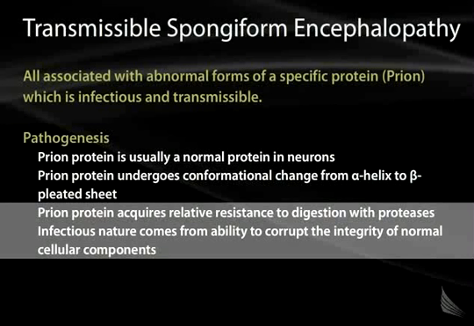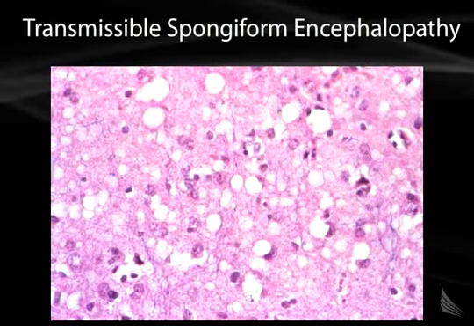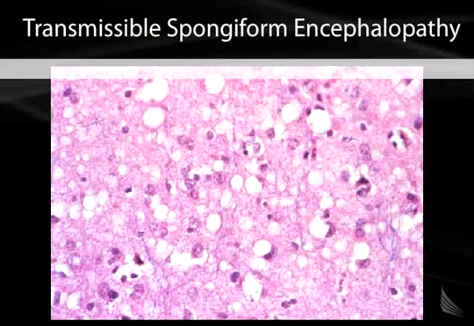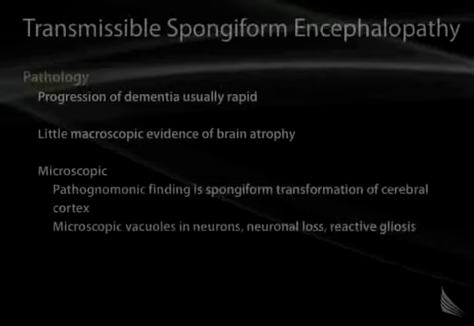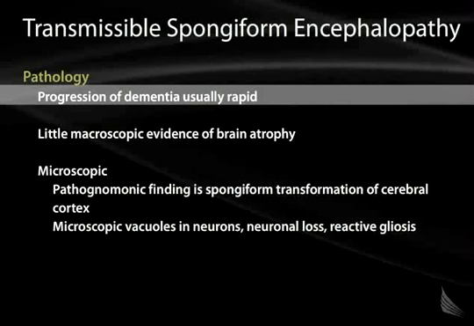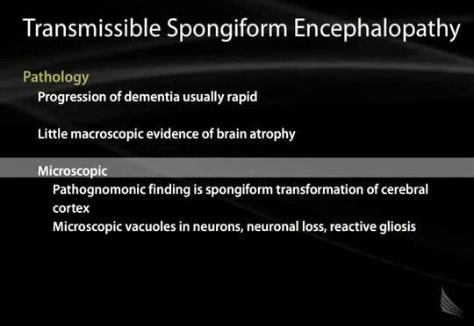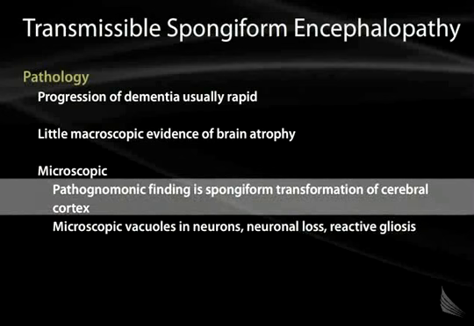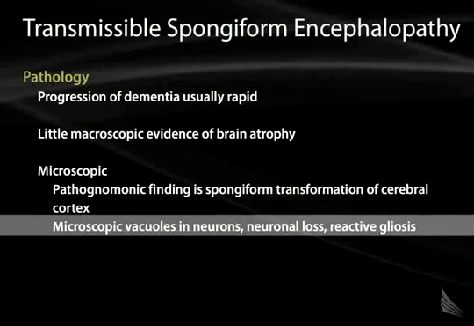That's the hallmark of prion disease. The infectious nature comes from the ability to corrupt the integrity of normal cellular components, where the beta pleated sheet form starts to accumulate and kill off neurons. It is called a spongiform encephalopathy because the brain starts to look like a sponge. You start getting vacuoles or holes throughout the brain parenchyma where normal tissue should be. Obviously, this leads to a rapid progression of dementia. Microscopically, you'll see the spongiform transformation as well as the vacuoles in the neurons and neuronal loss.